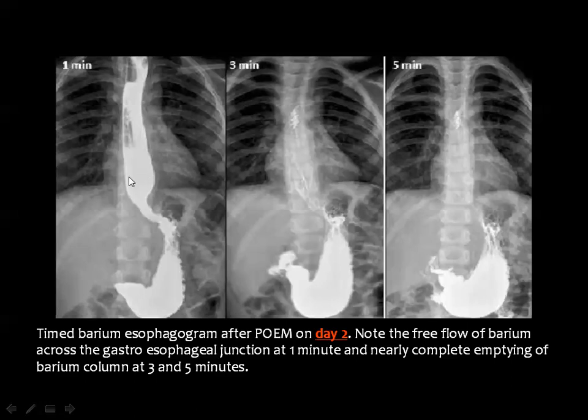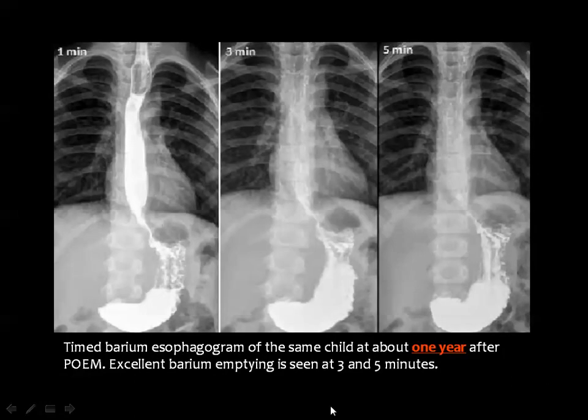And then this follow-up study is performed on day 2 following the endoscopic myotomy, and you can see the free passage of barium through the distal part of the esophagus and complete evacuation of the esophagus after 5 minutes. 1 year later, you can see that the esophageal caliber has relatively reduced. There is free passage of the barium from the esophagus into the stomach.